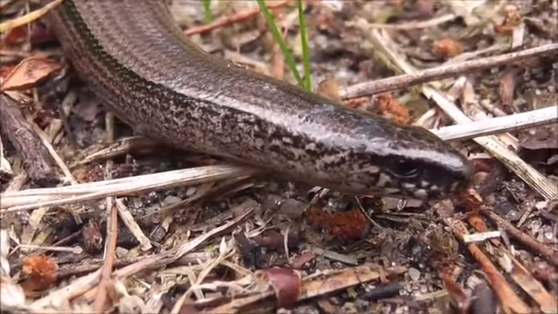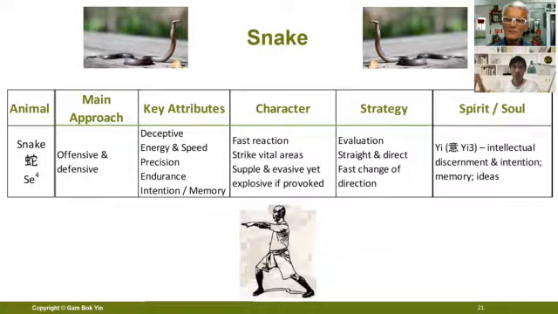When the snake strikes, it knows exactly what it's striking at. It has very much endurance, and it has good ability to have memory and intention about what's in its own environment and what's happening and sensing what's going on. Its character is its extremely fast reaction and the ability to strike vital areas in its prey. It's very supple and evasive, yet if you provoke the snake, it can become explosive and attack.